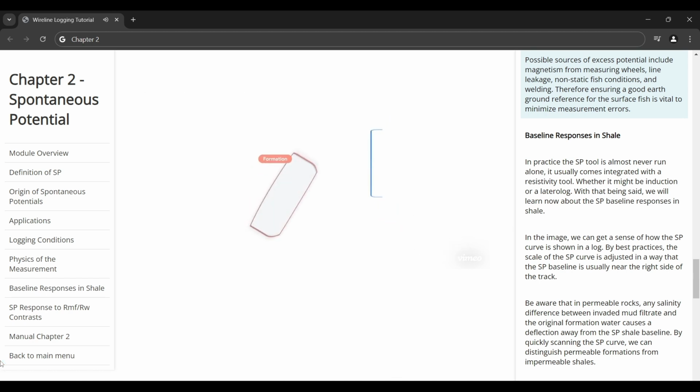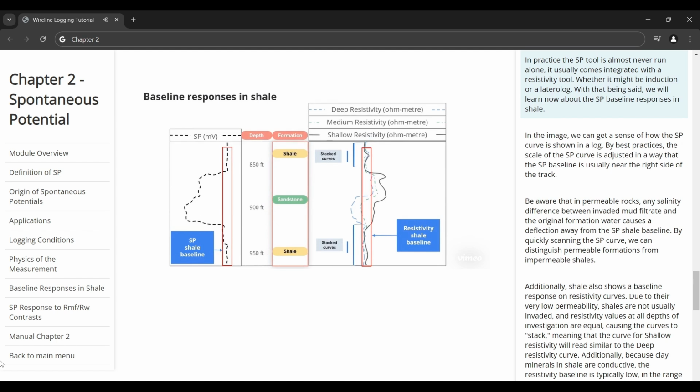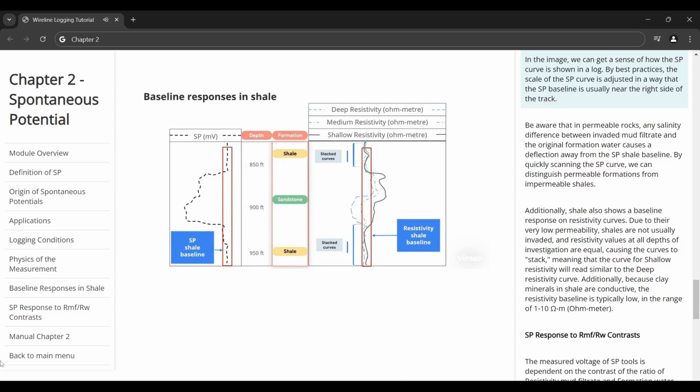In practice, the SP tool is never run alone. It usually comes integrated with a resistivity tool, whether it be induction or a lateral log. With that being said, we will learn now about the SP baseline response in shale. In the image, we can get a sense of how the SP curve is shown in a log. By best practice, the scale of the SP curve is adjusted in a way that the SP baseline is usually near the right side of the track.